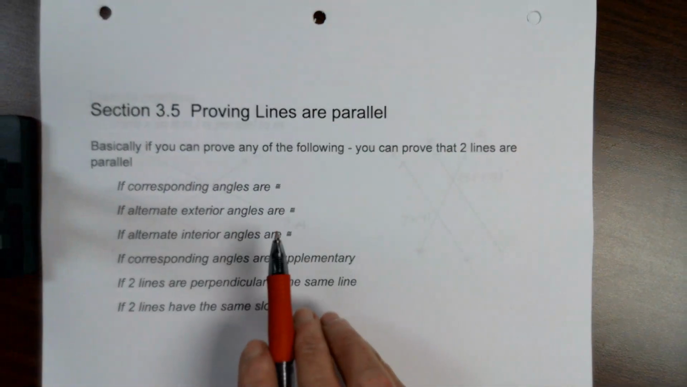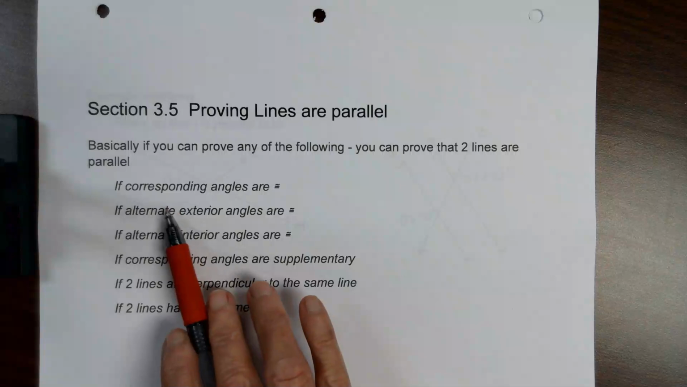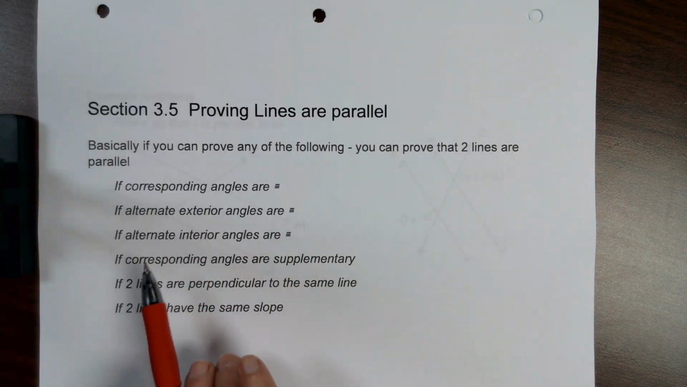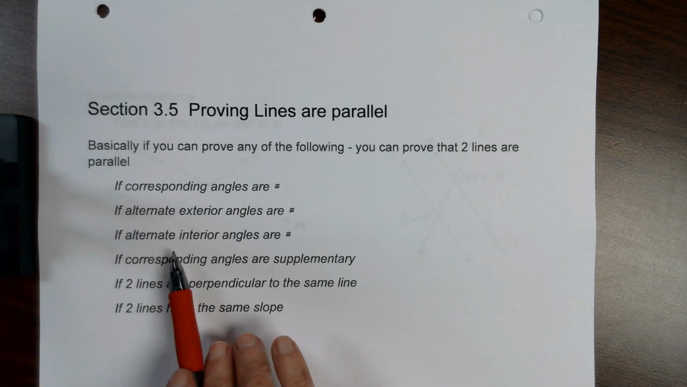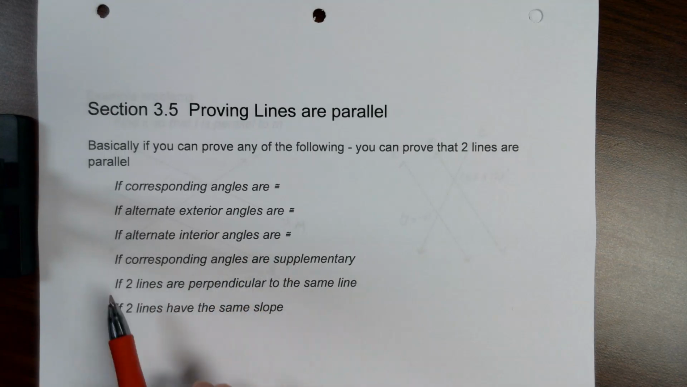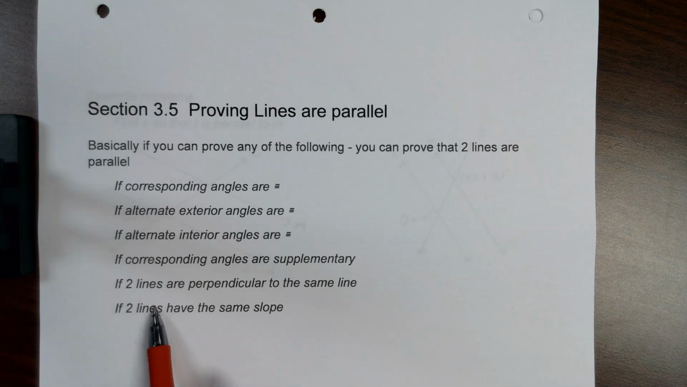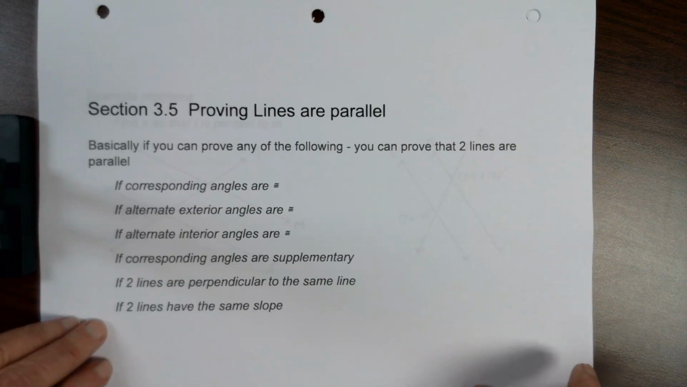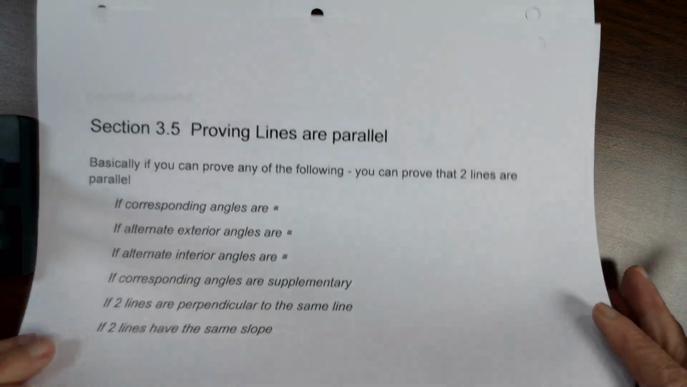All right, section 3.5, you were proving that lines are parallel. Basically, if you can prove any of the following, you can prove that two lines are parallel. If the corresponding angles are congruent, the lines are parallel. If alternate exterior angles are congruent, the lines are parallel. If alternate interior angles are congruent, the lines are parallel. If corresponding angles are supplementary, the lines are parallel. If two lines are perpendicular to the same line, then those two lines are parallel. And if two lines have the same slope, then those lines are parallel. So if you can prove any of those, you can guarantee that two lines are parallel.